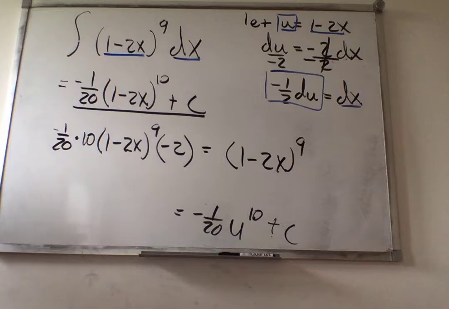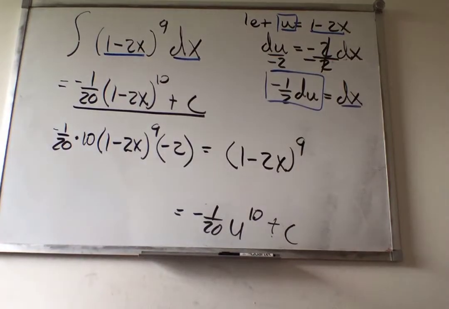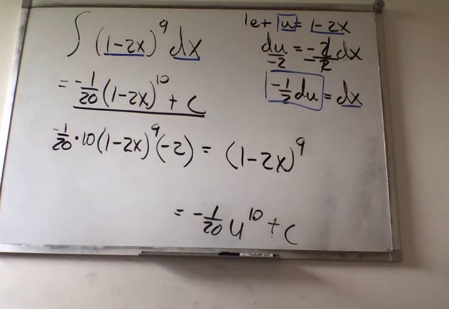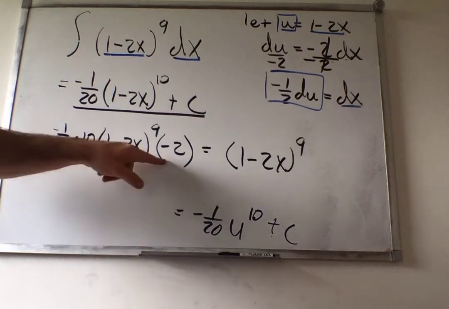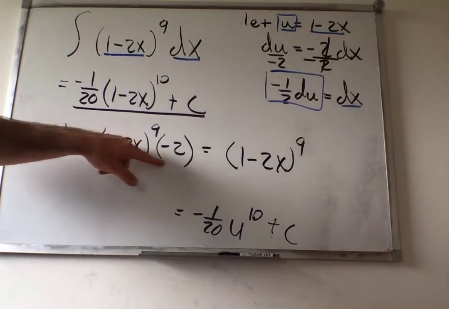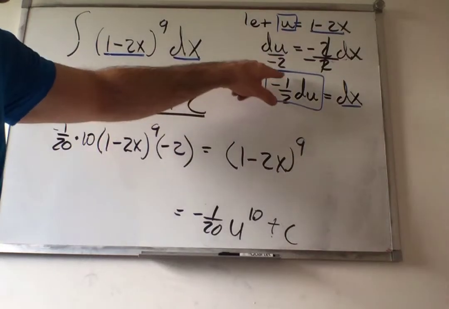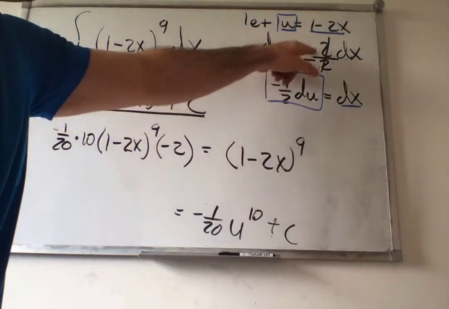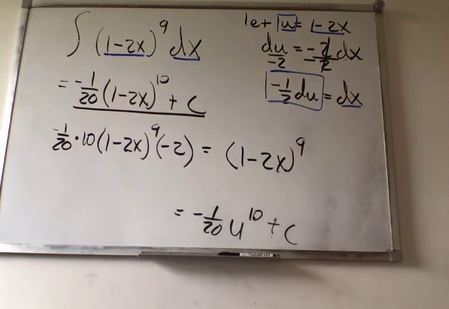So as you see, by taking the derivative, we got back what we started with, meaning we do have the correct answer here. As you can see, when we took the derivative, this -2 popped out. Here's where this -2 is being accounted for in the u substitution. We get it right here.